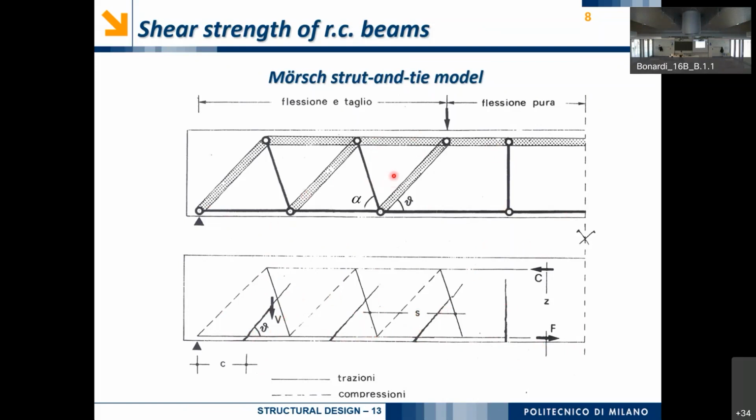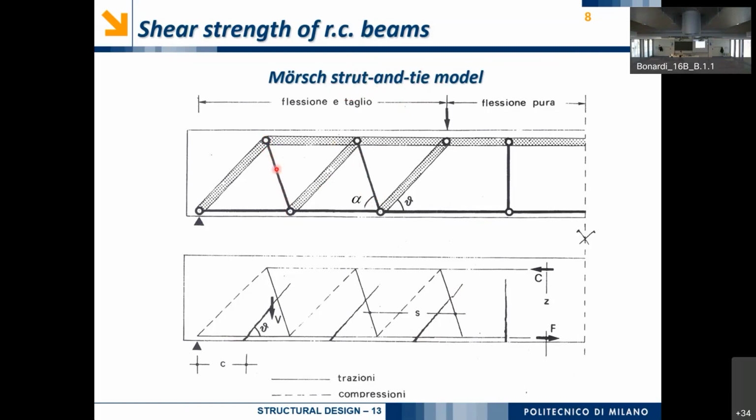So the modeling of this behavior is highlighted in the top diagram, where we have this chord under compression, this bottom chord under tension, and then we have these diagonal struts, questi puntoni diagonali, that are associated with the safe parts of concrete. But in order to ensure the equilibrium of the structure, that can be seen as a lattice structure, una struttura reticolare, we need some other elements. These other elements will be ties, saranno tiranti. Strut and tie means some part that behaves under compression and some part that behaves under tension, under tensile stress.